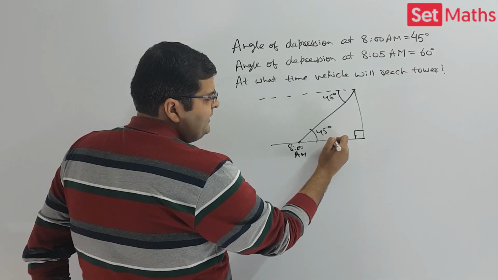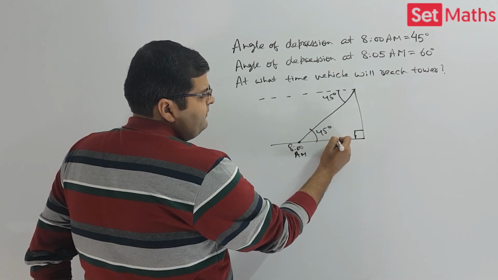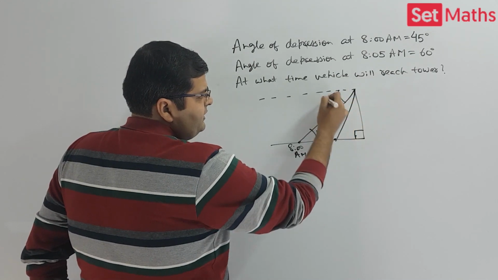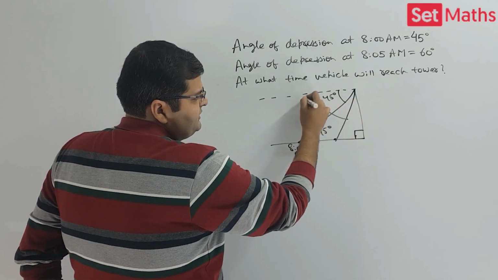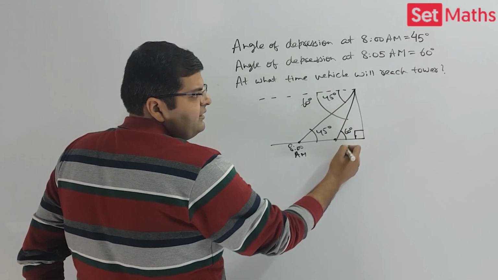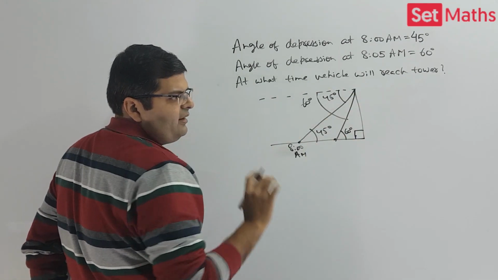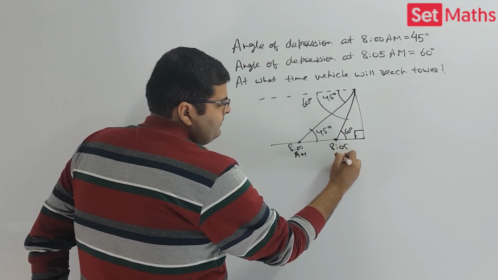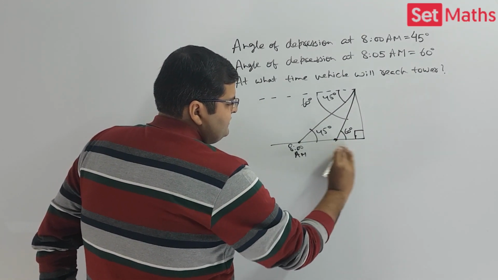At 8:05 the car is somewhere here. So now the angle of depression will be this much, which is 60 degrees. If this is 60 degrees, this part has to be 60 degrees as well, because this line and this line are parallel. So this is at 8:05 a.m. This is what the situation is.